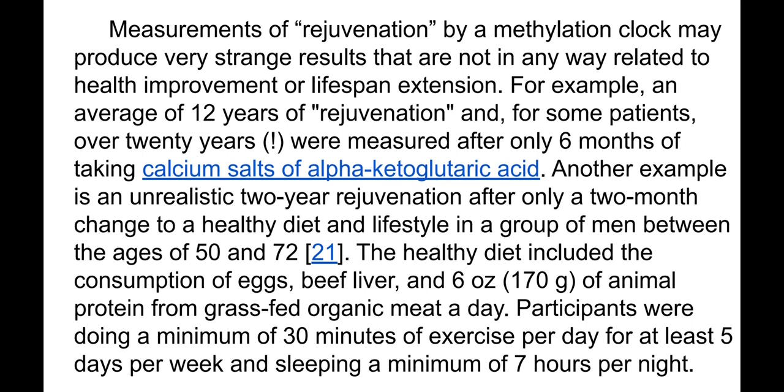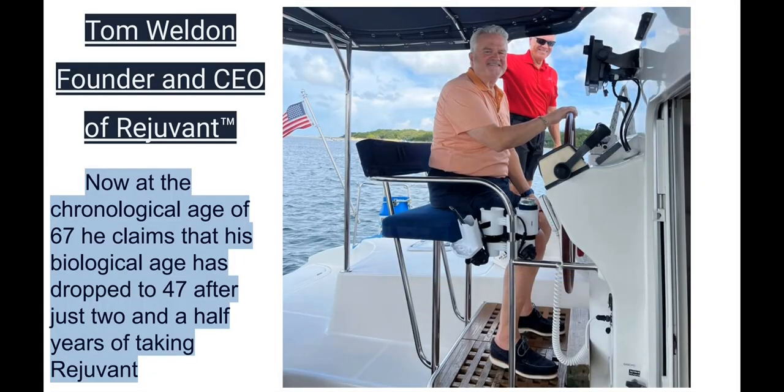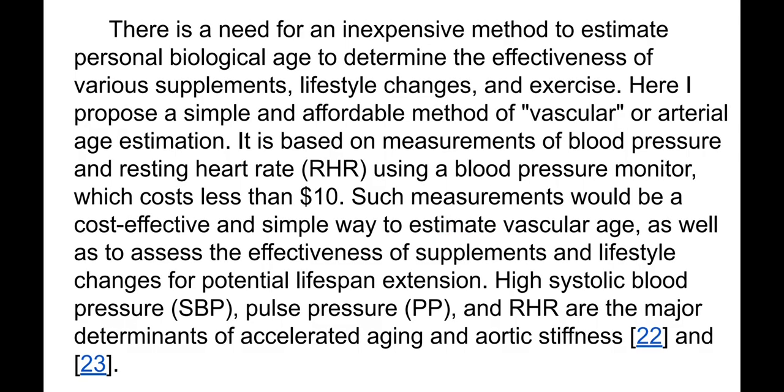Participants were also doing a minimum of 30 minutes of exercise per day for at least 5 days a week and sleeping a minimum of 8 hours per night. I do 2 hours, some days 3 hours of intense exercise per day, at least 5 days per week, and I sleep a minimum of 8 hours per night. So I love this protocol, but it is not realistic to change your biological age by 20 years or whatever, even 2 years, in 2 months. It's just some health improvement for sure, but it only shows that measurements of this epigenetic clock are not reliable, in my opinion.